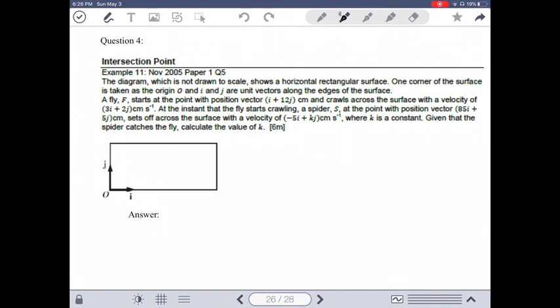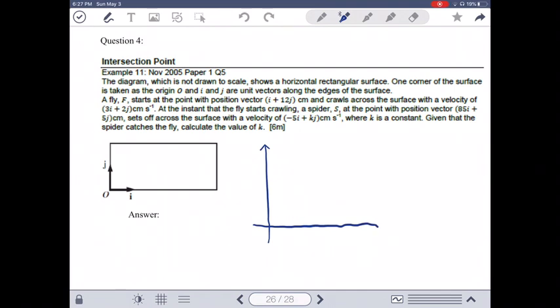The diagram, which is not drawn to scale, shows a horizontal rectangular surface. One corner of the surface is taken as the origin O. We have I and J components along the edges of the surface. A fly starts at the point with position vector 1, 12.